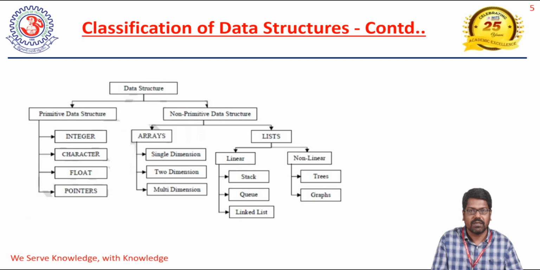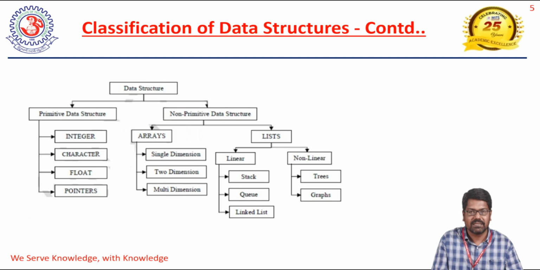So if you look at the terminologies, data structures are classified into two categories: primitive data structures and non-primitive data structures. Primitive and non-primitive is one kind of terminology. Another kind of terminology is the linear and non-linear category. We already know about primitive and non-primitive, so coming to linear and non-linear.